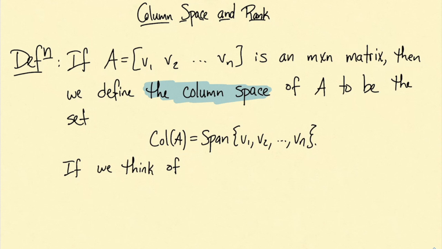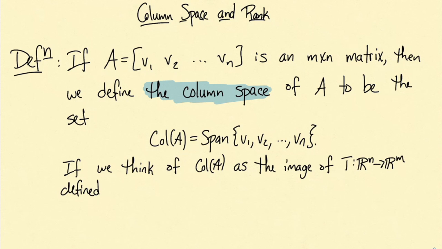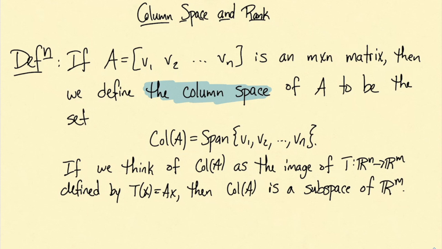If we think about the column space as the image of the transformation T from Rn to Rm associated to A, then it is clear that the column space is a subspace of Rm. So this is not an unfamiliar space. We've been thinking about column spaces without actually naming them column spaces all along. So let's think about some of the things that we know.